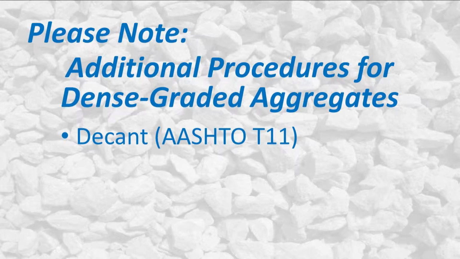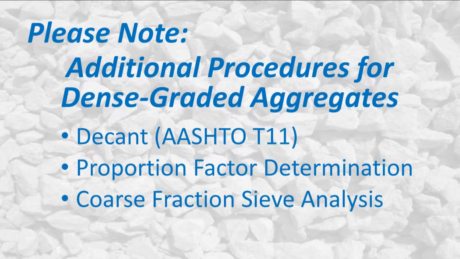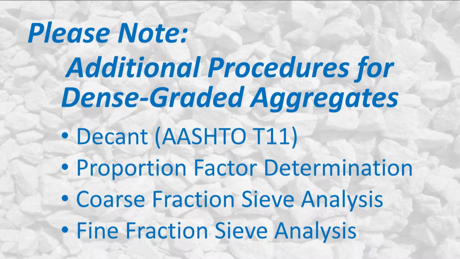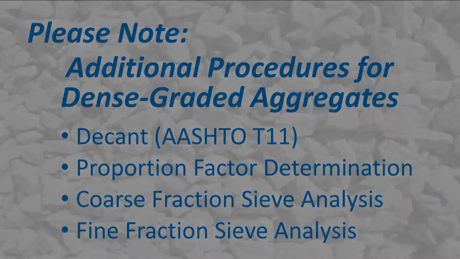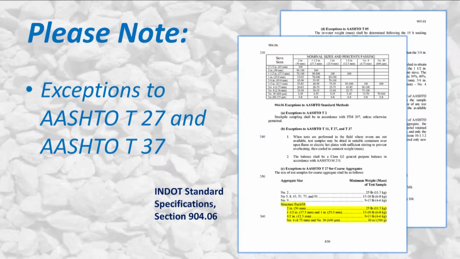The sieve analysis for dense graded number 43, 53, and number 73 aggregates require some additional steps to this procedure. Exceptions to AASHTO T27 and T37 are listed in Section 904.06 of the INDOT Standard Specifications.